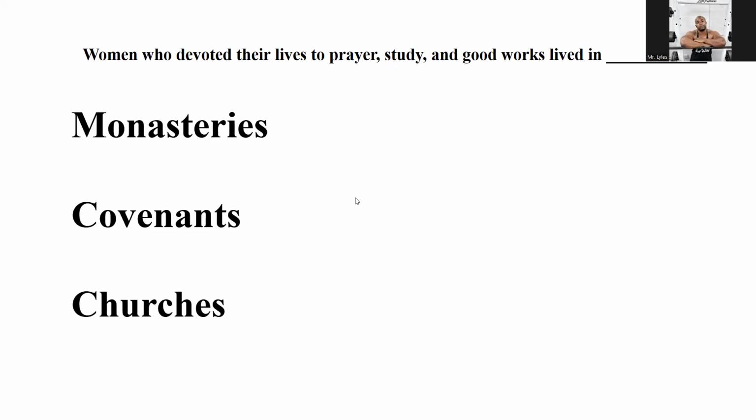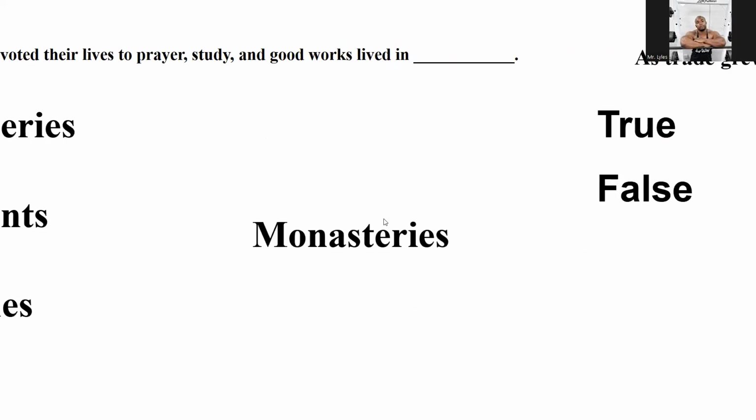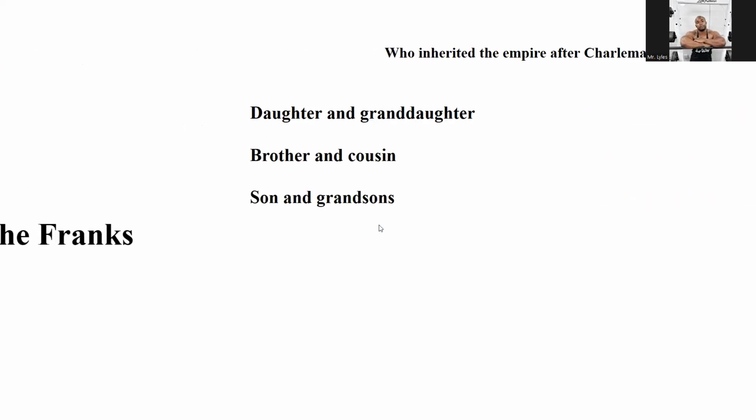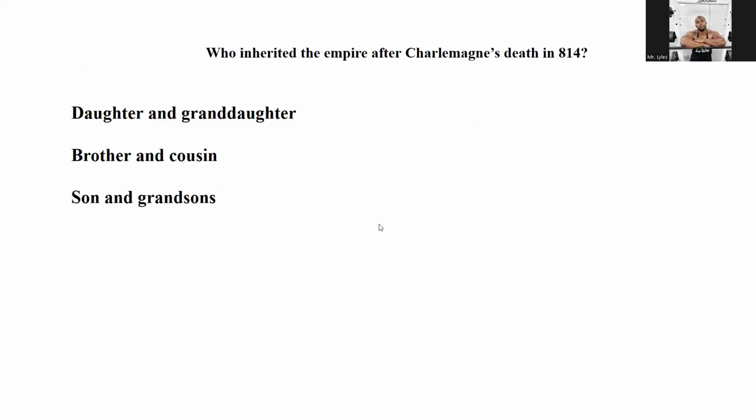Women who devoted their lives to prayer, study, and good works lived in what? Where did they live? These women lived in monasteries. As trade grew, so did towns of Western Europe. Is that true or false? True. Who is Charlemagne? King of the Franks. Who inherited the empire of Charlemagne after his death in 814? His sons and grandsons.